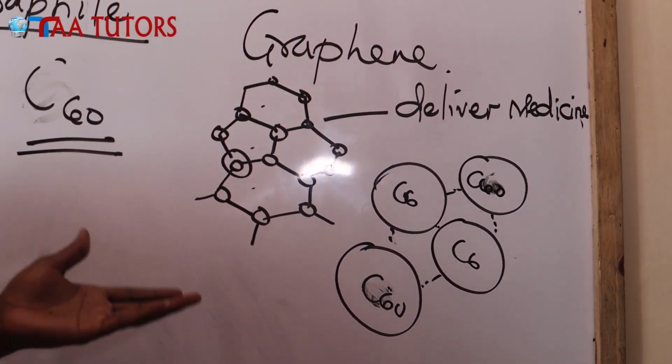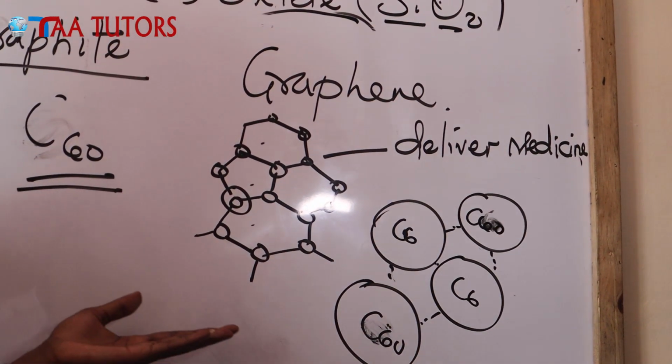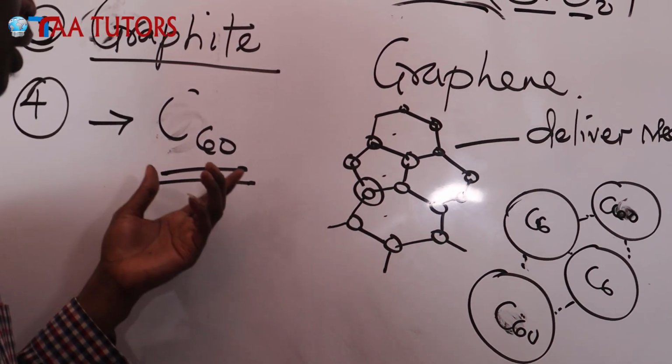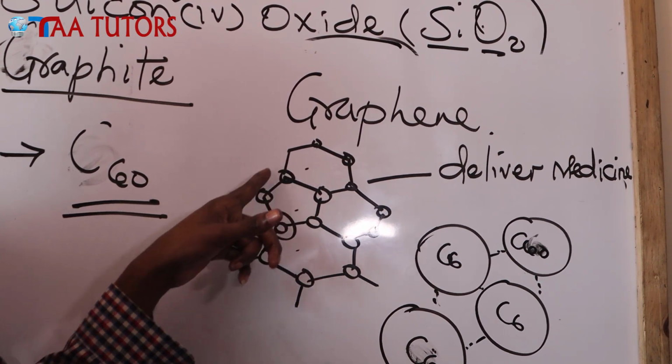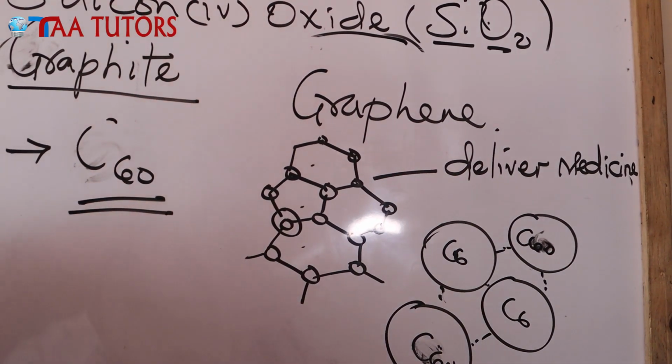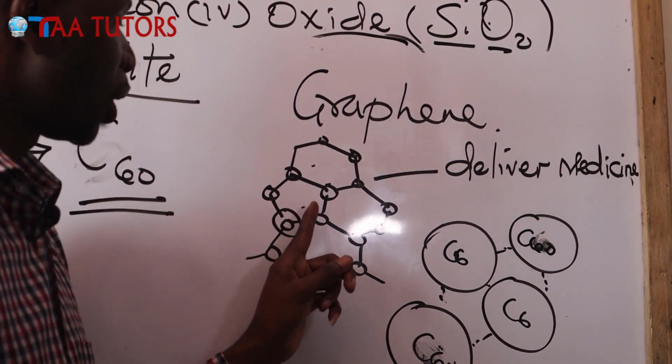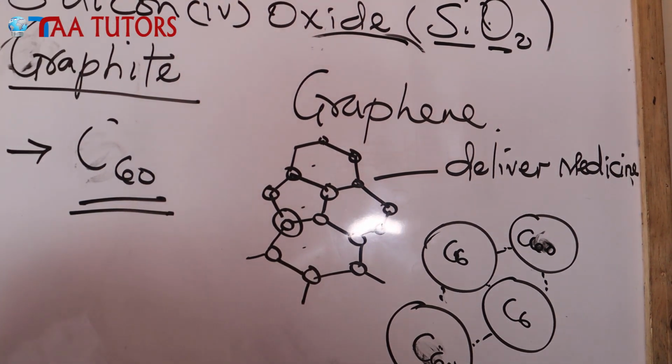And I've also said that fullerene can conduct electricity because it has only 3 electrons used in the bonding. 1 electron per carbon atom will be delocalized to conduct electricity.